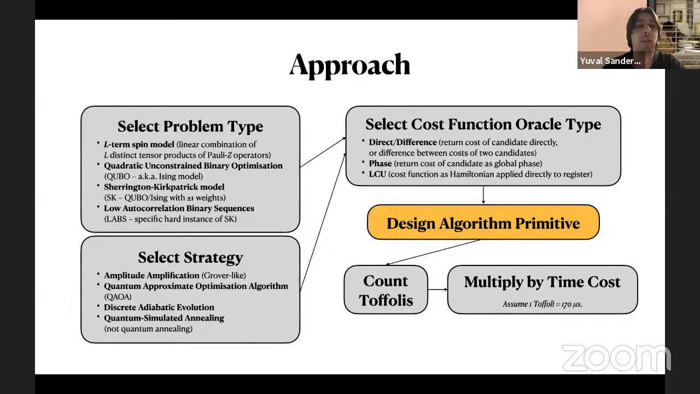So the L-term spin model is sort of the most general way you can imagine posing what I've just said, which is just a linear combination of various different tensor products of Pauli Z operators, and the L is just the number of terms in that sum. So that's quite general. Then there's a more specific version that's more interesting in practice, in the sense that it's a bit more tractable than the L-term spin model.